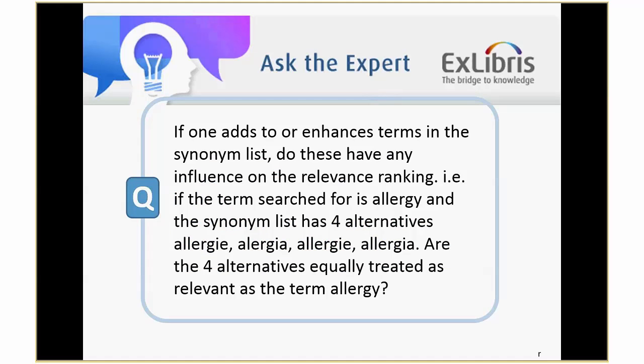And we'll go to the next one. If one adds two or enhanced terms in the synonym list, do these have any influence on the relevance ranking? Example: if the term searched for is allergy, and the synonym list has four alternatives, are these four alternatives equally treated as relevant as the term allergy, which of course is the original term?